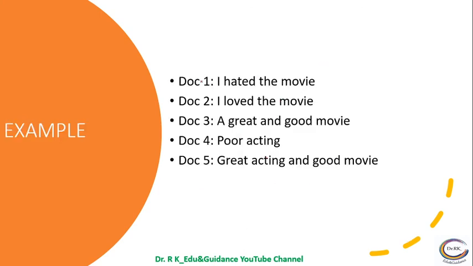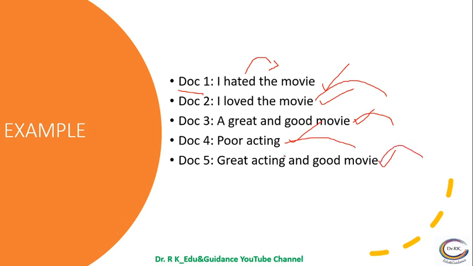Similarly, this is something we call text analytics. Suppose we had one document of movie reviews: I hated the movie. I loved the movie. It's a great and good movie. It's a poor acting, great acting, good movie. So this is data that is already available. From this, we understand this is a negative review, this is a positive review, this is a positive review, this is a negative review, this is a positive review.